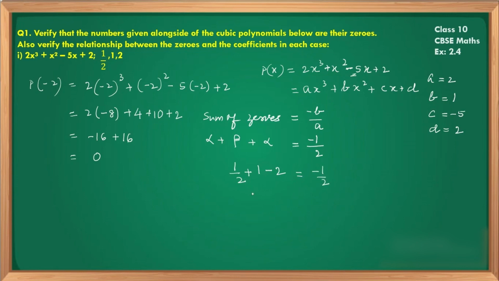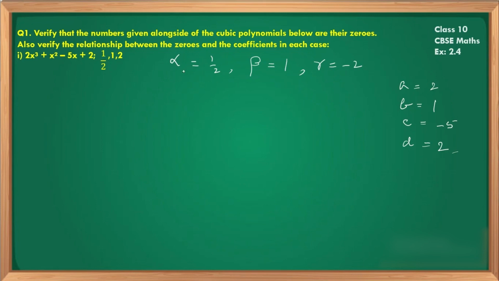Now we will simplify this. 1 by 2 plus 1 and minus 2 gives you minus 1. That is equal to minus 1 by 2. And this is 2 upon 1 minus 2, 1 to the 2, 2 into 1 is 2. Is again equal to minus 1 by 2. Now here we have in the LHS minus 1 by 2, and in the RHS we have minus 1 by 2. This is verified. The next one is product of zeros that we do in the next page.